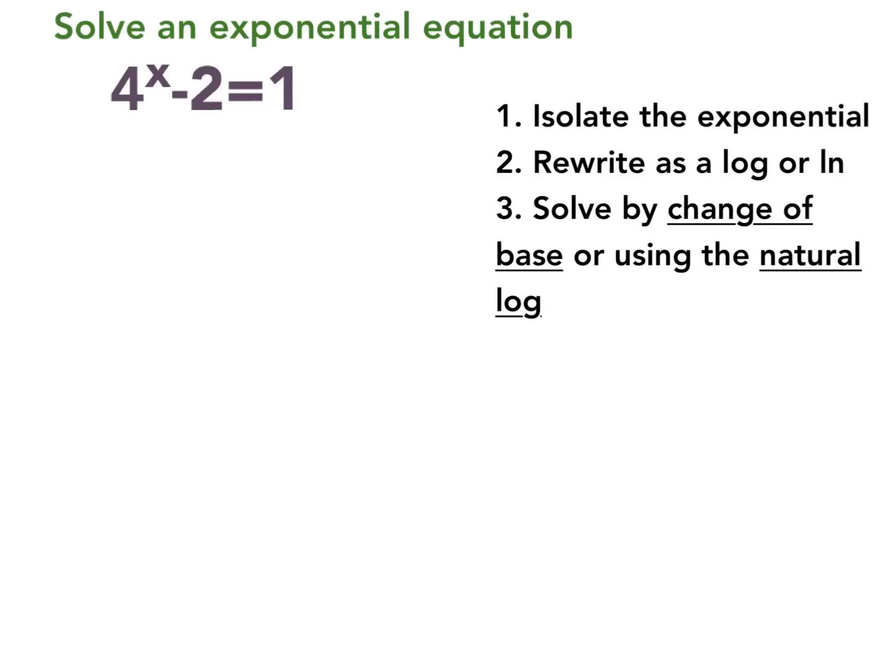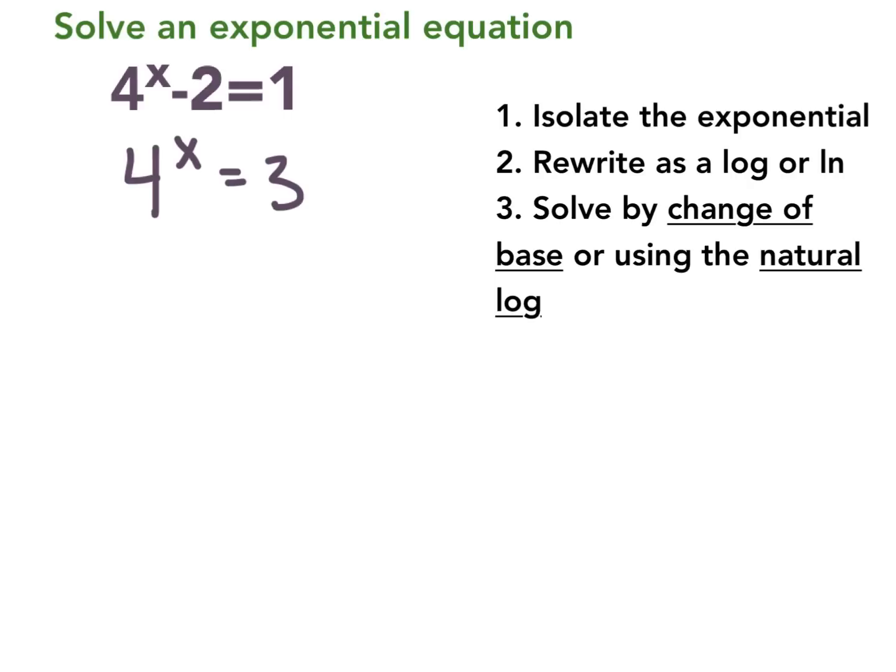Alright, so this next topic where we only have one exponent, there's a lot of different ways people teach this, but this is what I've found to be the easiest way. So the very first part is we're going to isolate the exponential. We're going to isolate 4 to the x. And we do that by just adding 2 to both sides. So 4 to the x equals 3.